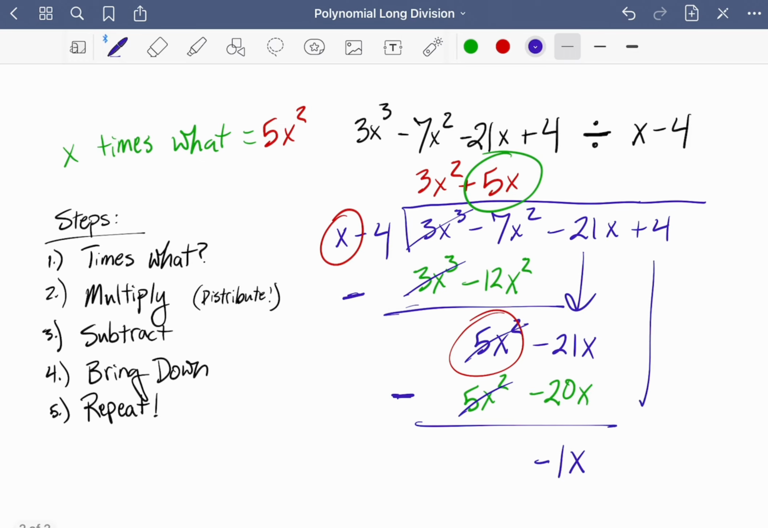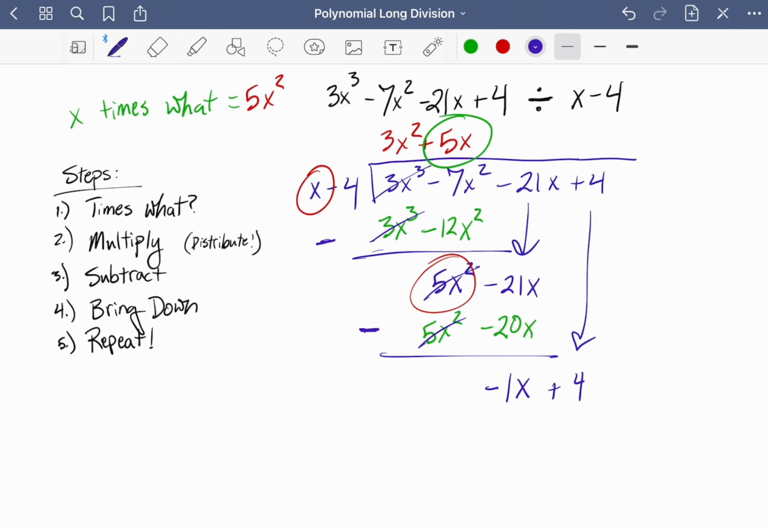And last but not least, bring down the plus 4. One more time, we're going to do our leading terms of x times what equals our new leading term of negative 1x. Well, x times what is negative x? Well, times negative 1, right? So we'll write that negative 1 up above.